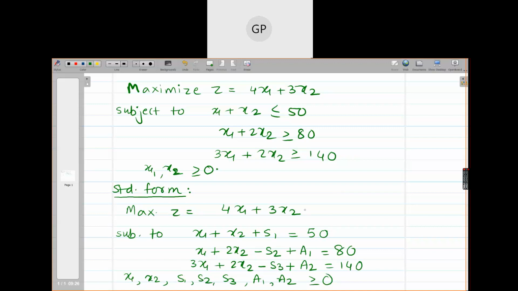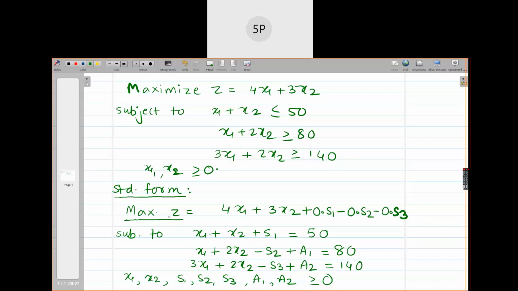So what will happen in the objective function? Plus 0 times s1, minus 0 times s2, minus 0 times s3. The plus 0 and minus 0 are just to indicate the slack and surplus variable difference. What is the coefficient of a1 and a2 in z we are supposed to take? Plus M or minus M? Look at the objective function. Minus M.